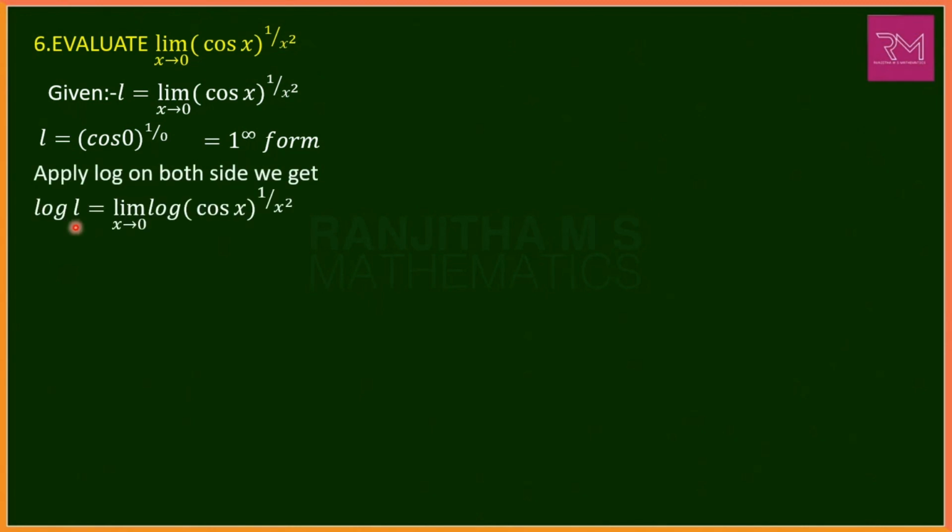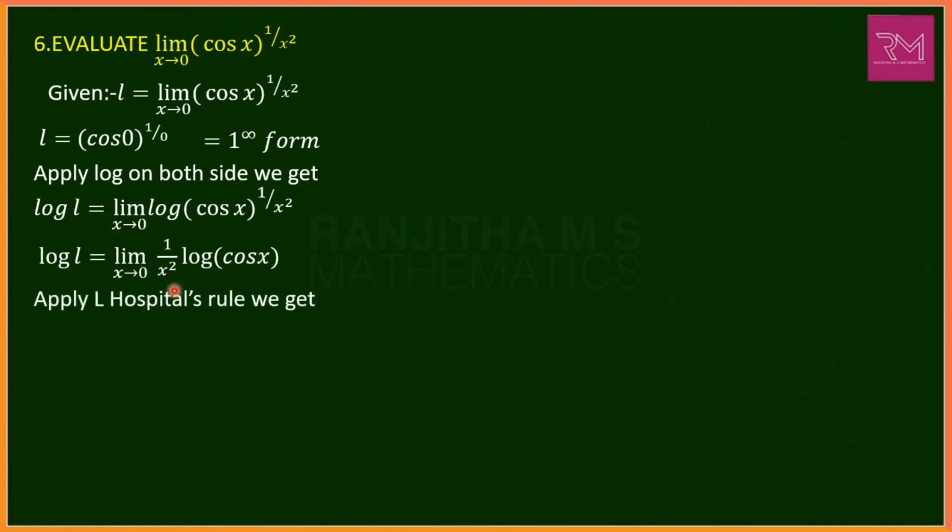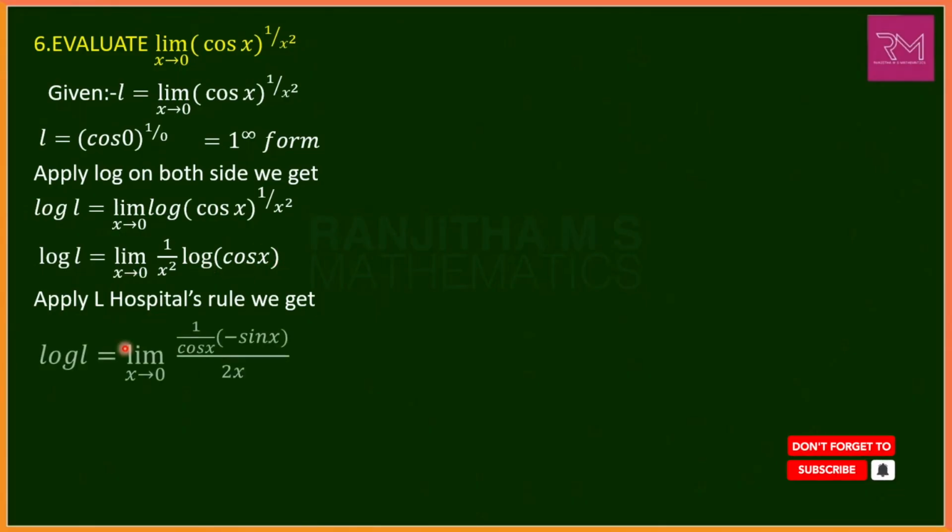Hence, we get log L, which is equal to limit as x tends to 0 log of cos x whole power 1 by x square. This is of the form log of m power n. Hence, we can write it as limit as x tends to 0 1 by x square into log of cos x. Here, substituting x value as 0 over here, cos 0 value is 1. Log 1 is 0 divided by x square is also 0. Hence, we have 0 by 0 form. Apply L'Hospital rule, we get, here differentiate numerator and denominator separately, we get log L, which is equal to limit as x tends to 0.